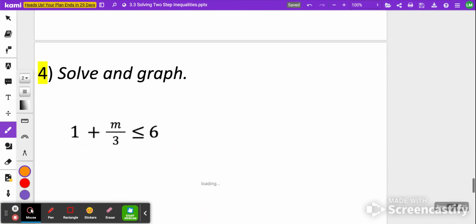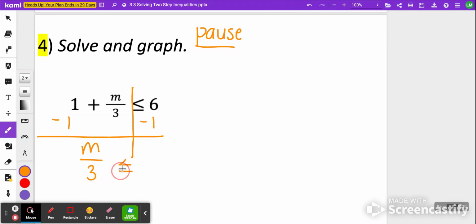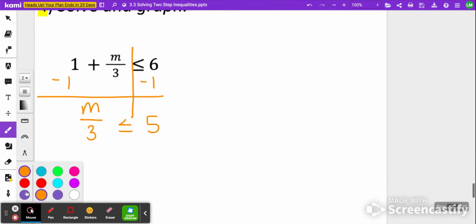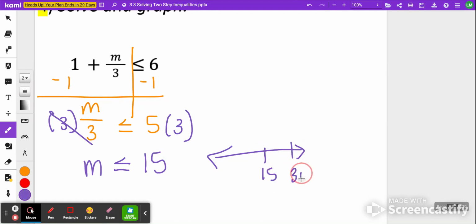Number 4, and then that'll conclude our lesson on 3.3. Go ahead and pause the video now, try it on your own, and when you're ready, click play to check it. All right, first thing I did was subtract 1 from both sides. M over 3 is less than or equal to 5. My next step should be to multiply both sides by 3. The 3s on the left side cancel out, so all that's left is m is less than or equal to 15. What that looks like is 15 in the middle. Maybe we have 30 to the right and 0 to the left. Less than or equal to 15 means closed circle, pointing left.